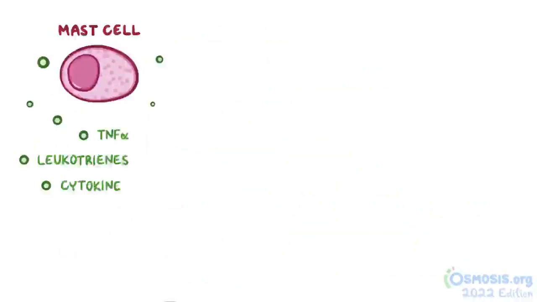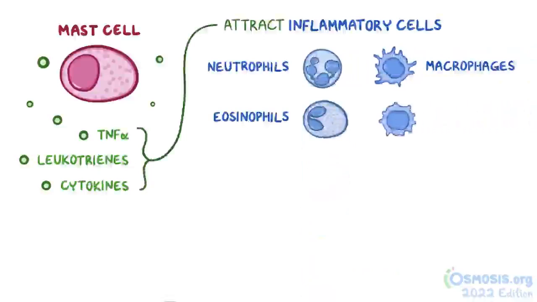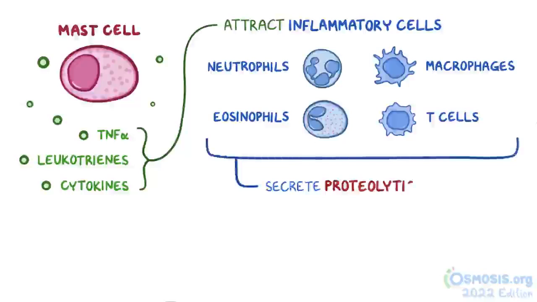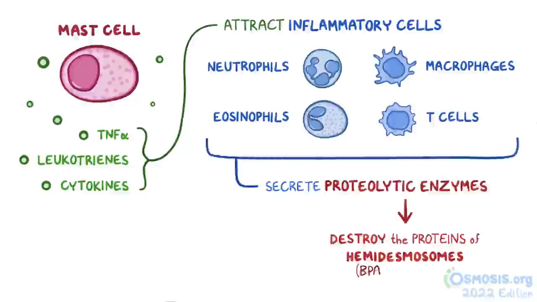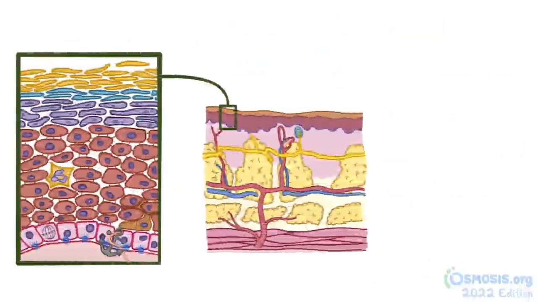The mast cells degranulate and release molecules like tumor necrosis factor alpha, leukotrienes, and cytokines. These molecules attract inflammatory cells like neutrophils, eosinophils, macrophages, and T cells. These inflammatory cells then secrete proteolytic enzymes, which destroy the proteins of hemidesmosomes, BPAG1 and BPAG2. So, if an anchor breaks and can no longer hold the boat in place, the boat floats away.